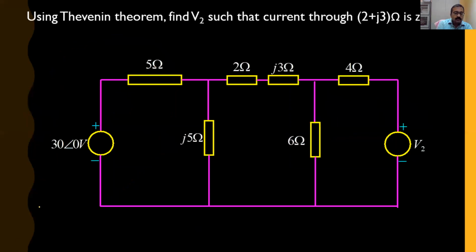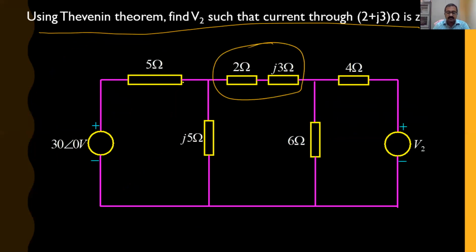Next question. Using Thevenin's theorem, find V2 such that current through 2 plus J3 ohm is 0. So this is 2 plus J3 ohm. So we have to use Thevenin's theorem to find V2 so that current through 2 plus J3 ohm is 0. This voltage source value is 30 angle 0. This is V2, this is unknown.